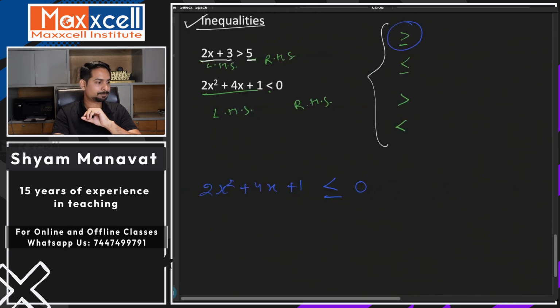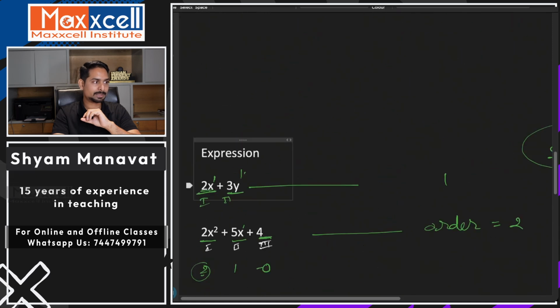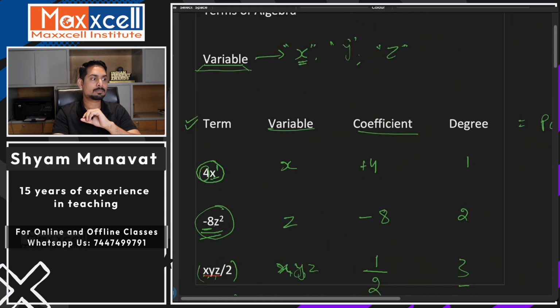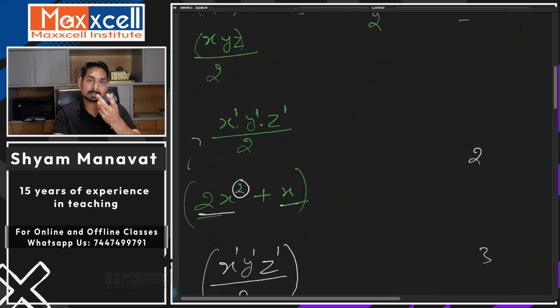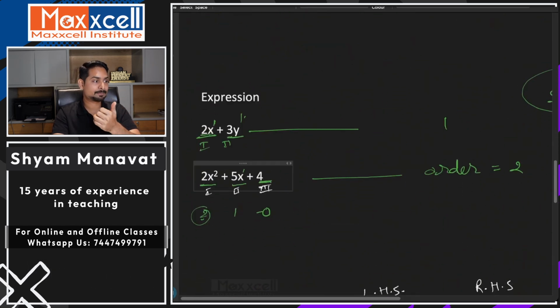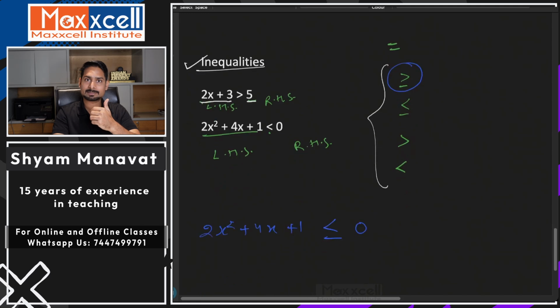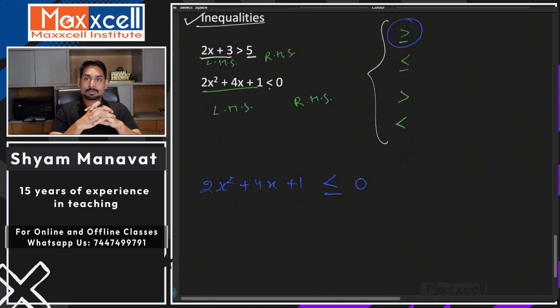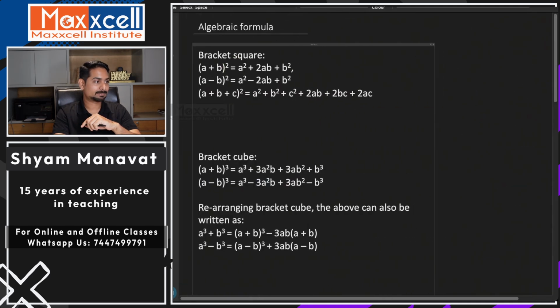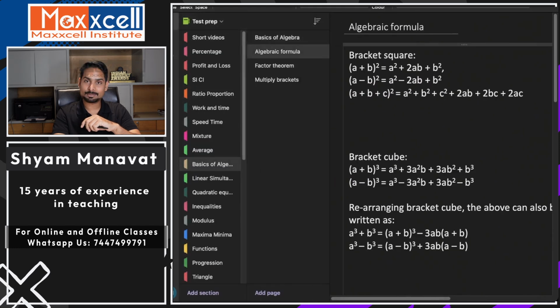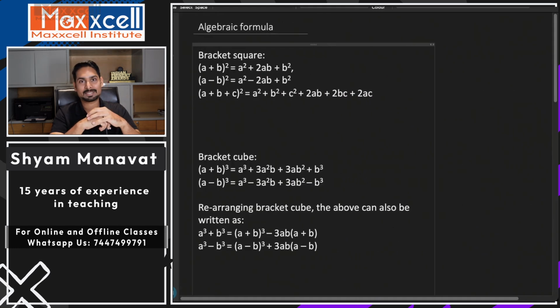Is that clear to you? Did you understand coefficient, variable, degree, variables, terms, expression, equation, inequalities? Okay. So we got to know the terminologies. In the next lecture, I am going to talk about algebraic formulas. So stay tuned. Let's learn the algebraic formulas in the coming lecture.